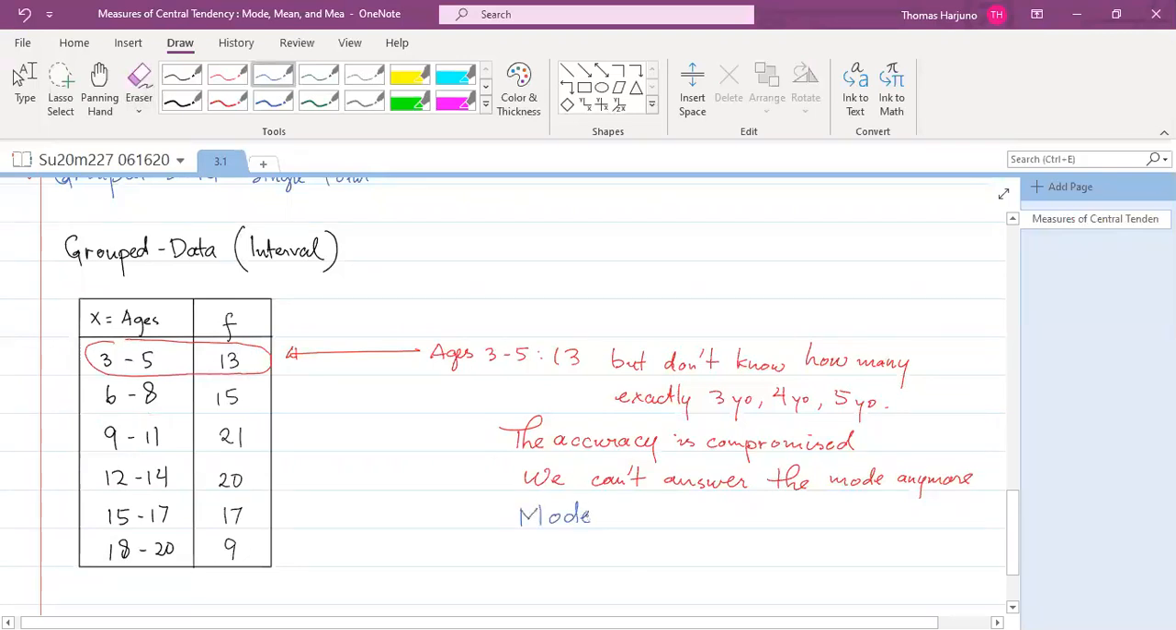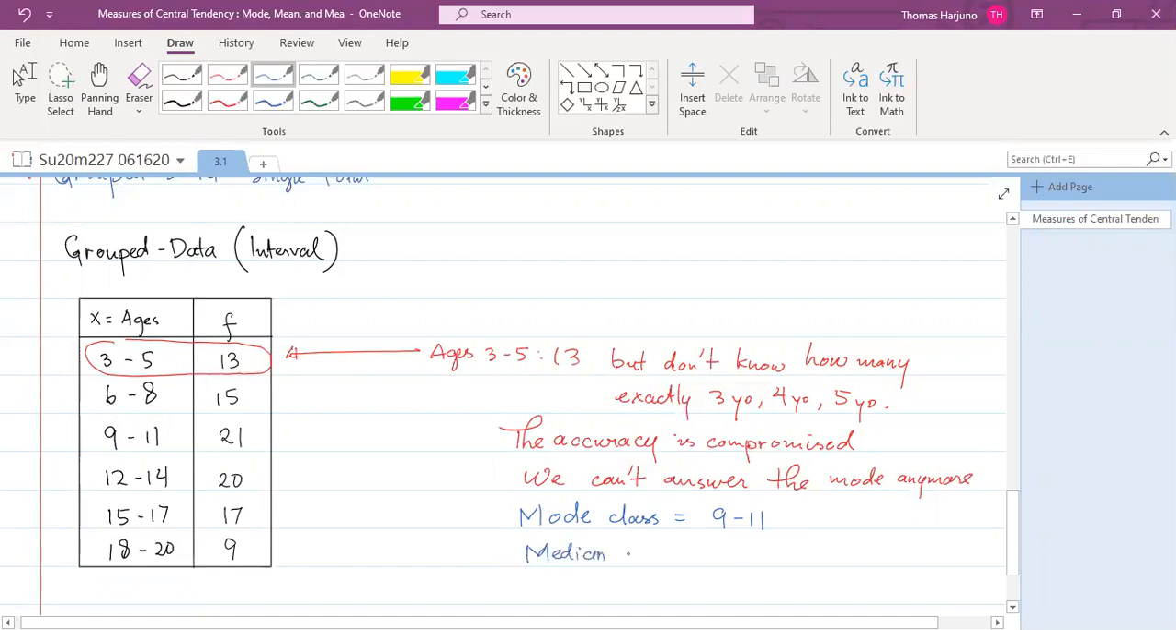So instead of answering what's the mode, we can answer what is the mode class, the class that happened most often. Then we will say the mode class will be the class from 9 to 11. Okay, now how about the median?